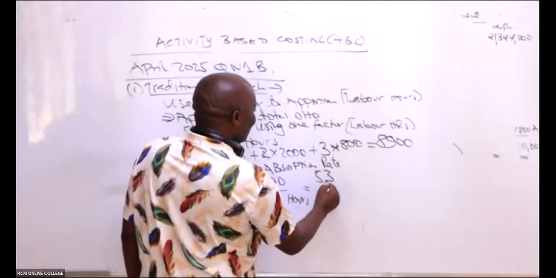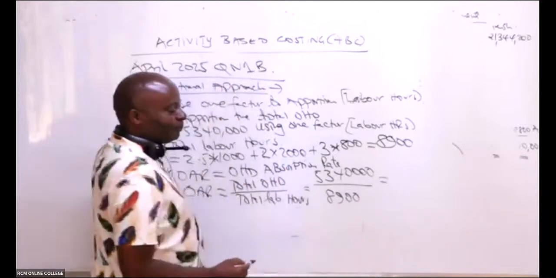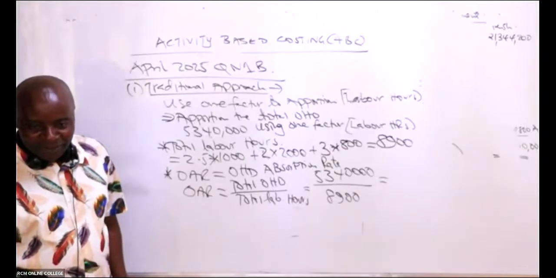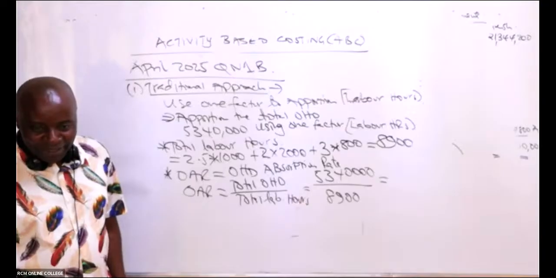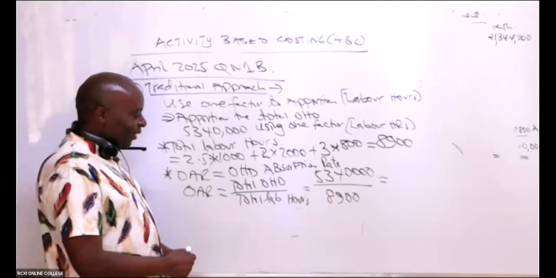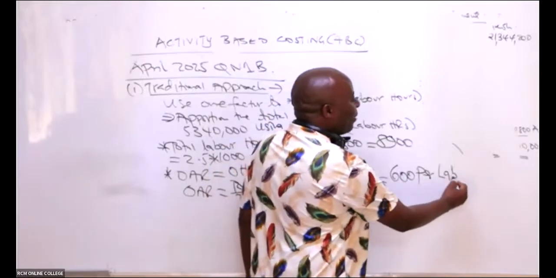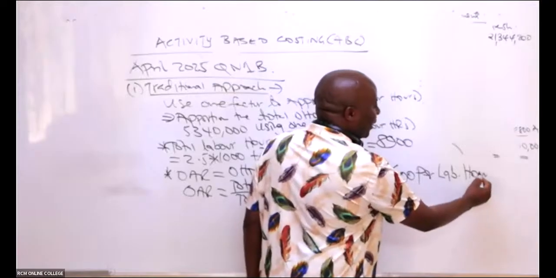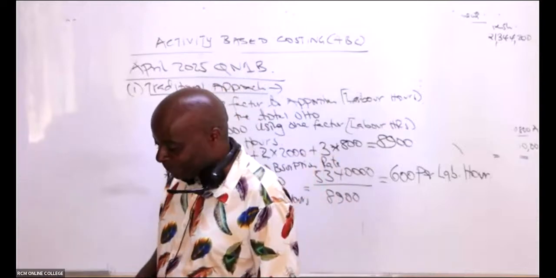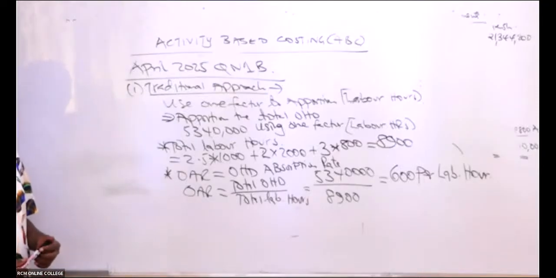Are they able to see this 40,000? Oh, I'm alone. 8,900. 600, right? So this is 600 per what? Per labor hour, isn't it? I like differentiating this by mentioning labor hour because there are also machine hours. So that is our overhead absorption rate.